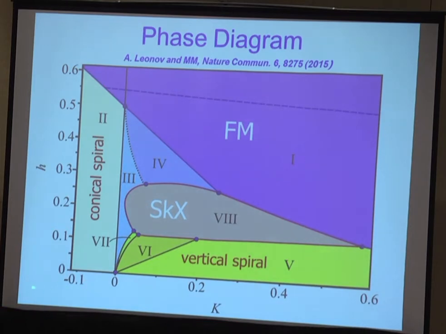That's the zero temperature phase diagram, magnetic field versus anisotropy. And you see if the anisotropy is negative, that's easy plane, then you have only a conical spiral, but if it's easy axis, you have all these different phases.